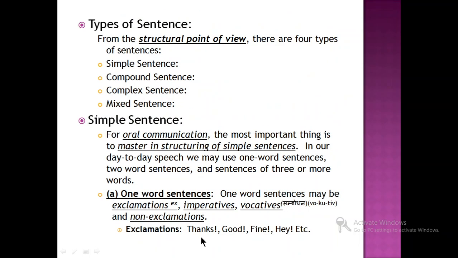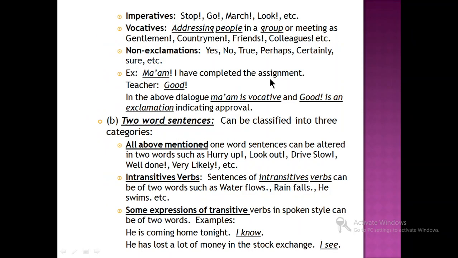ओके, एक्सक्लेमेशन सिचुएशंस में यदि आप थैंक्स बोलते हैं तब वन वर्ड होता है, यदि थैंक यू बोलते हैं तो टू वर्ड सेंटेंस होता है. इज दैट क्लियर? गुड, यदि आप बोलते हैं तो वन वर्ड सेंटेंस होता है. वेरी गुड बोलते हैं तो टू वर्ड सेंटेंस होता है. एक्सक्लेमेशन. इंपेरेटिव, स्टॉप देयर, यदि आप स्टॉप देयर बोलते हैं तो टू वर्ड होता है. स्टॉप बोलते हैं तो वन वर्ड होता है. गो देयर, यदि आप गो बोलते हैं तो वन वर्ड सेंटेंस होता है. इफ यू आर सेइंग गो देयर, इट्स अ टू वर्ड सेंटेंस.